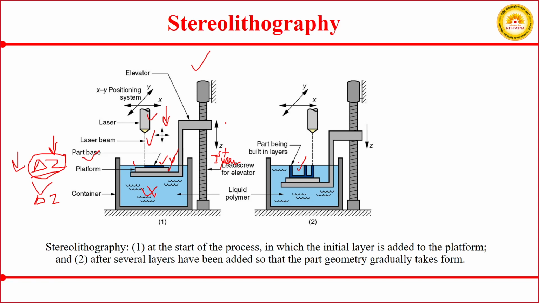shape has been created. In the figure you can see the start of your process, and in figure 2 you can see several layers of polymer that have been solidified, and you can see the final part or final geometry made using the stereolithography technique. So this is how stereolithography works, and we will be discussing stereolithography in detail in our coming module, because our whole syllabus is designed for the discussion of these different types of additive manufacturing processes.